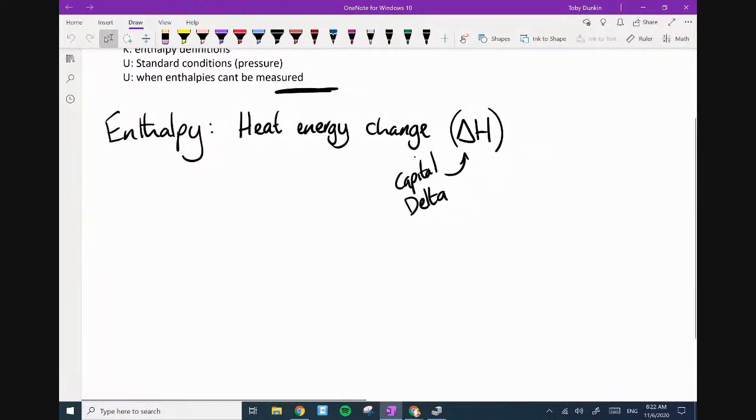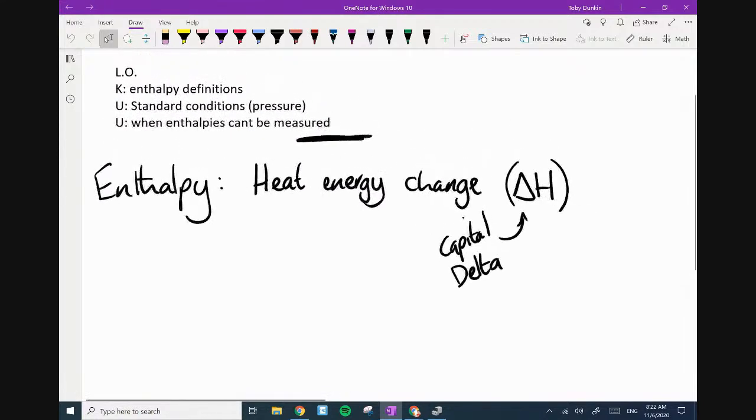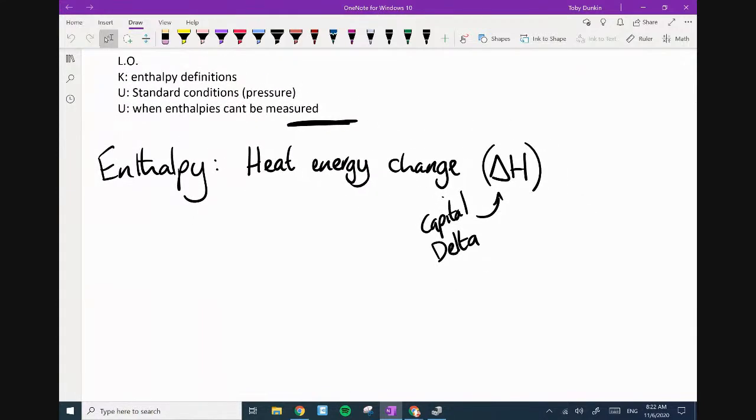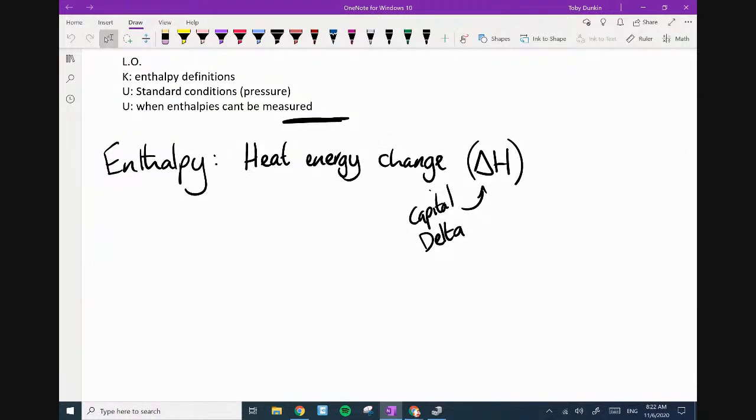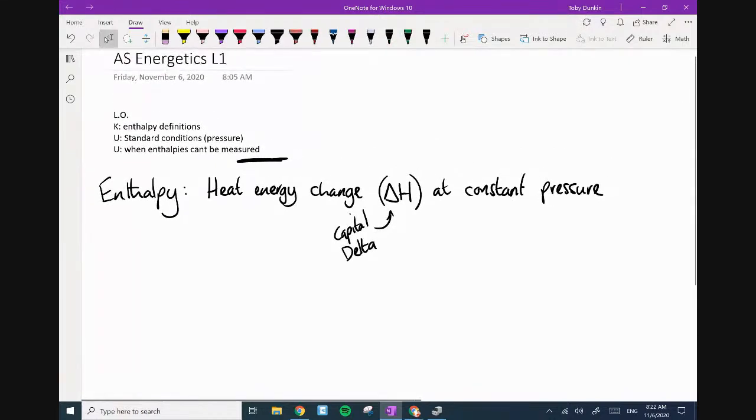So now a change from GCSE to A-level is the realization that we need to try and standardize conditions. So now this enthalpy definition picks up an extension in its definition. Instead of just being heat energy change of a reaction, this is now heat energy change at constant pressure. At constant pressure. And I now need to remind you guys, and it's always nice to see overlap within chemistry, of this symbol.